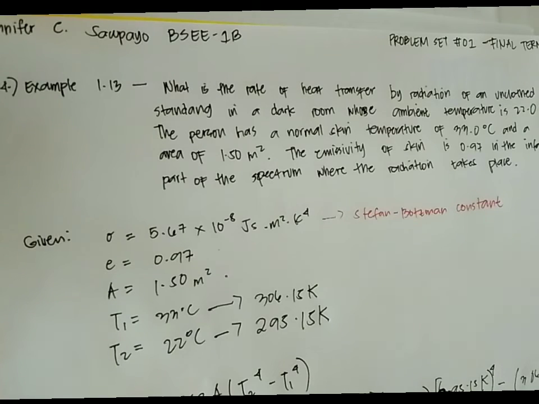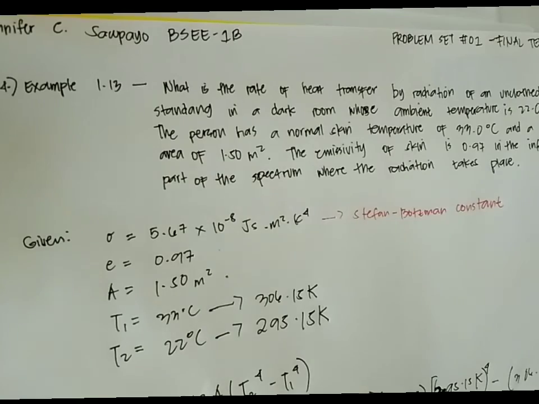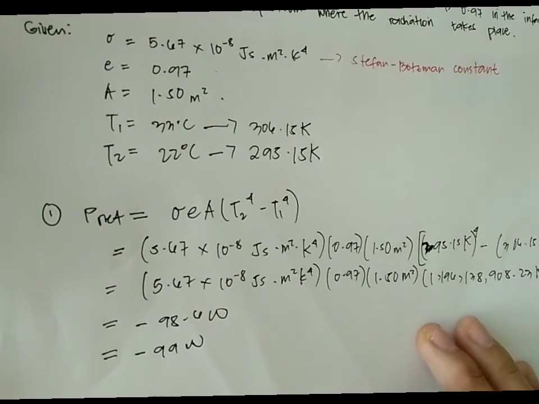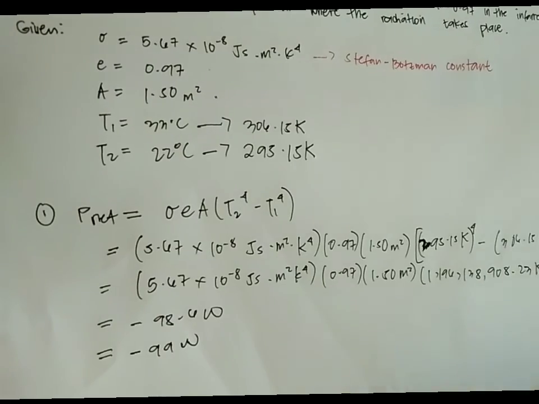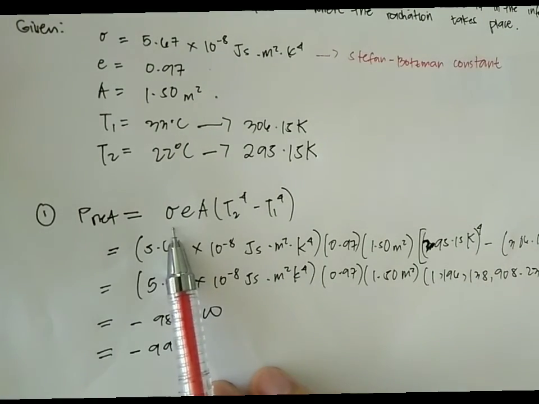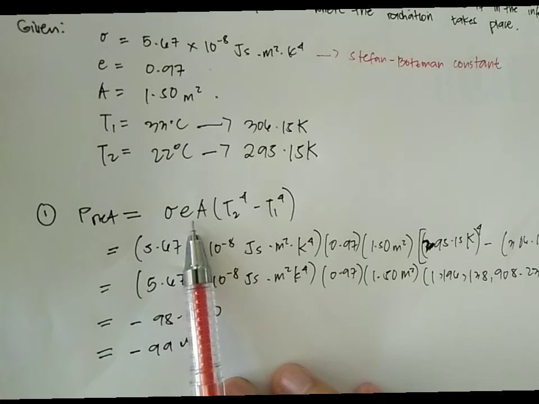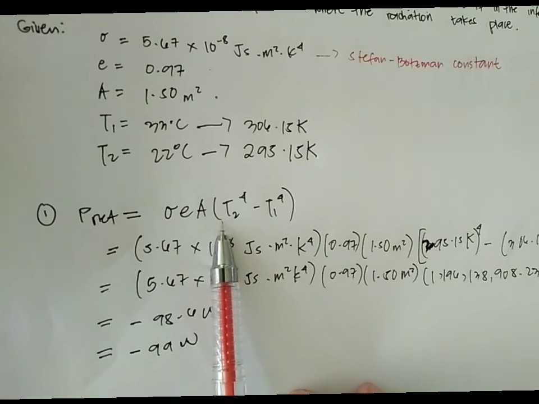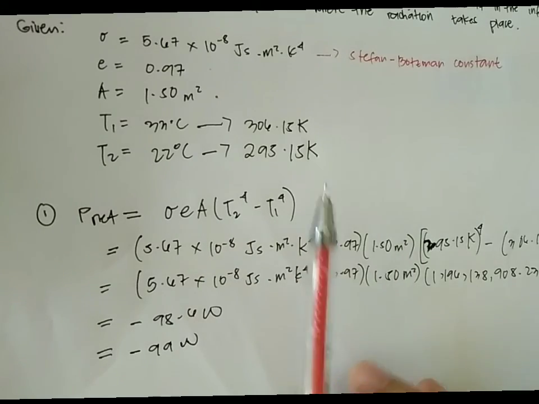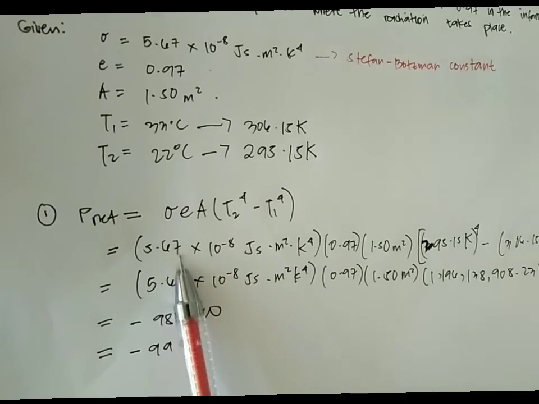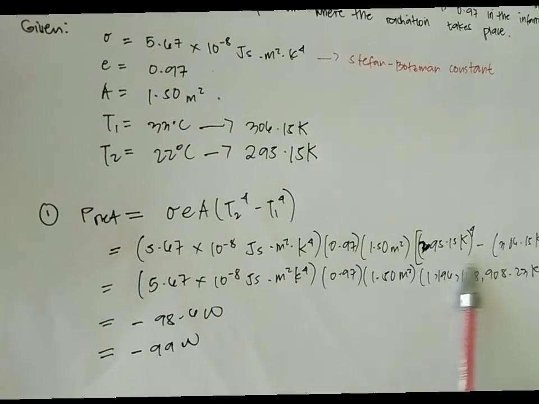So, after that, we will apply the formula for the net rate of heat transfer by radiation. P net equals the Stefan-Boltzmann constant multiplied by the emissivity of the skin, the surface area, and the difference between temperature 2 to the power of 4 and temperature 1 to the power of 4. After that, we will substitute the known values.